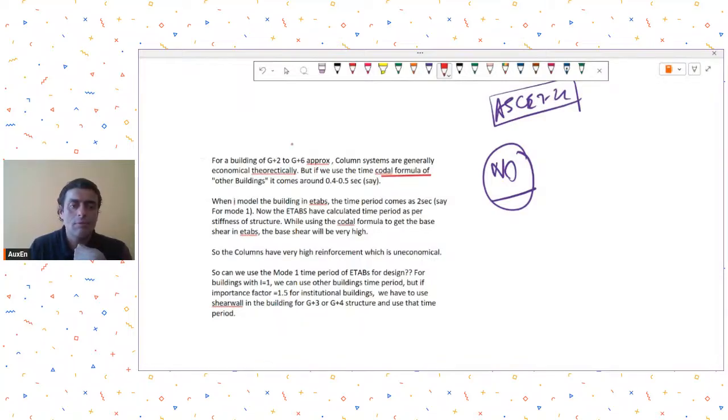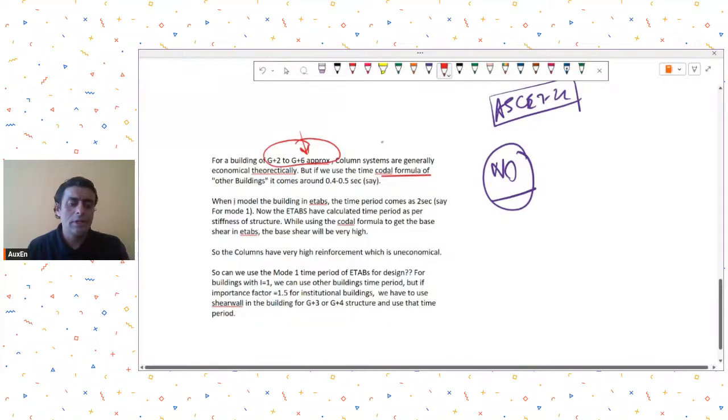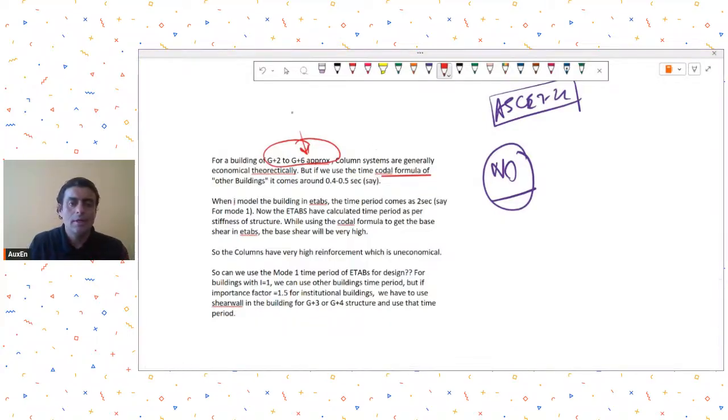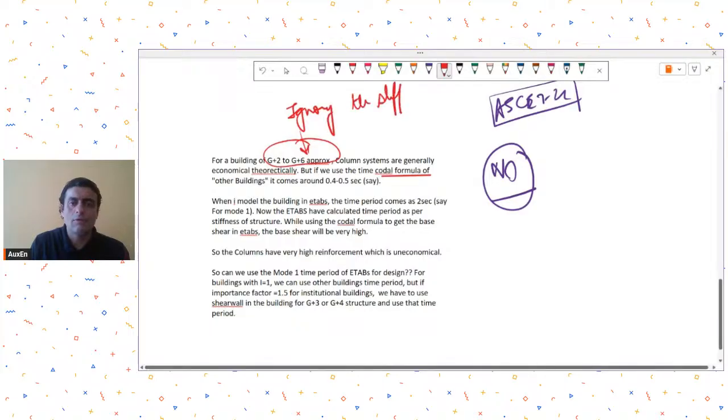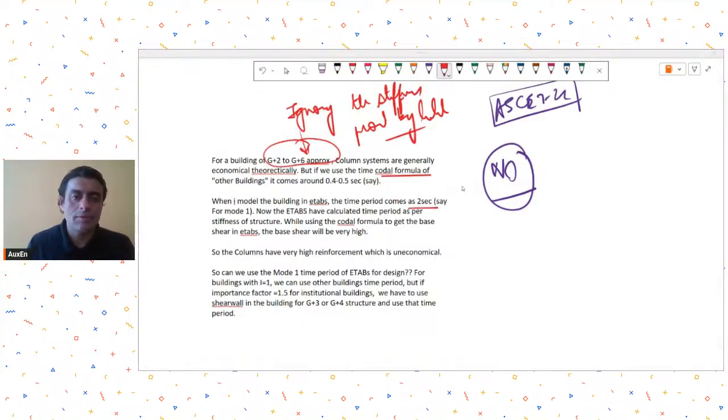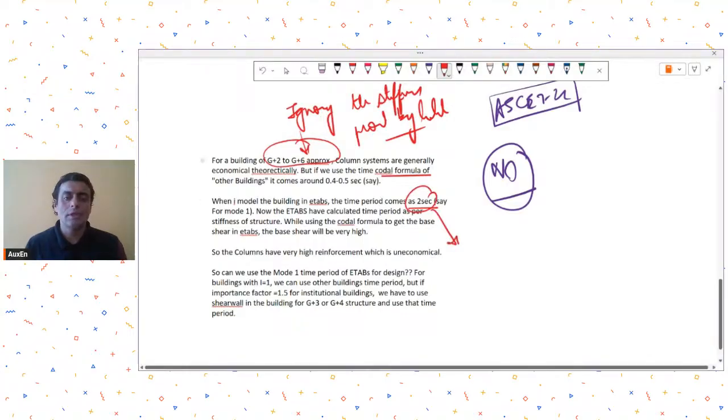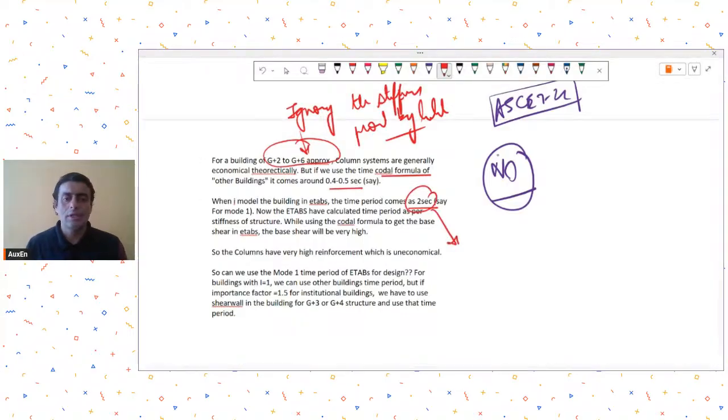Also remember that when you are modeling these buildings, you are ignoring the stiffnesses that will be provided by the block walls, isn't it? You have not modeled the brick walls. So you are just making a bare frame structure, and that bare frame structure will be quite flexible, and that is why you are getting time periods of, let's say, 2 seconds, whereas the codal time period was 0.5 seconds. The codal time period assumes the presence of brick walls, and then it adds a certain stiffness, and that's why you get stiffer time periods.